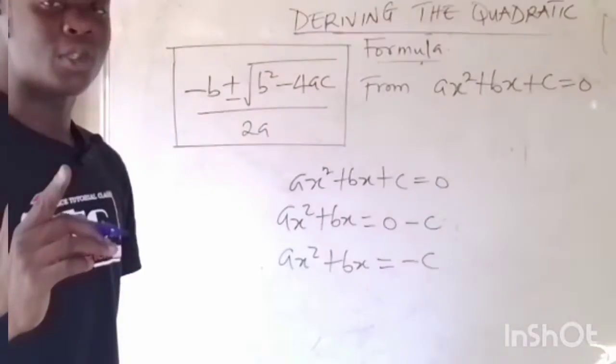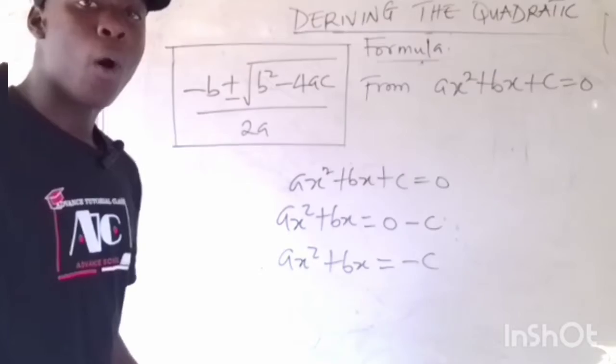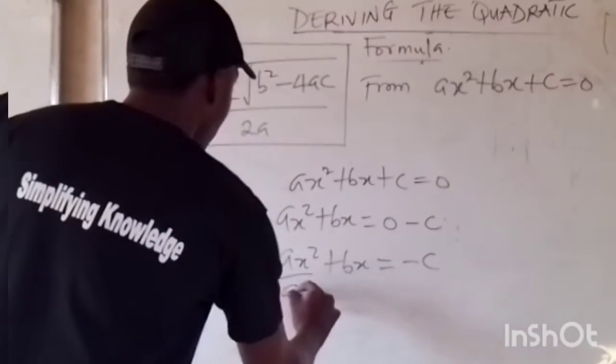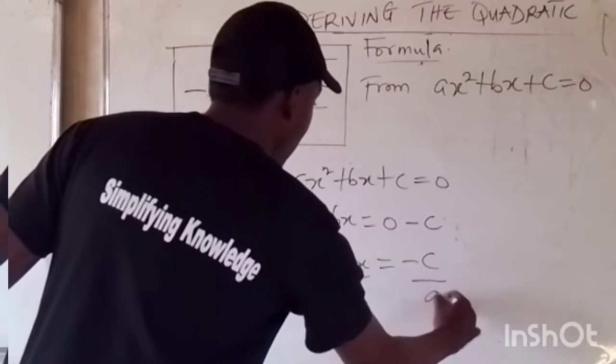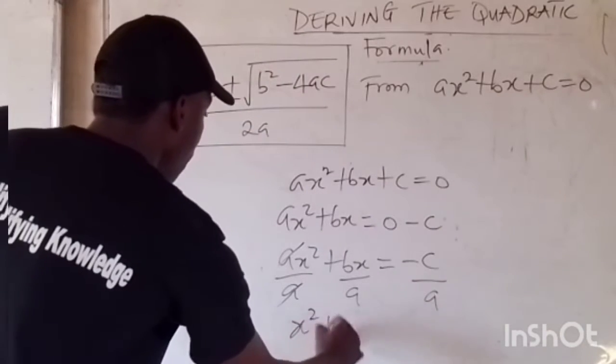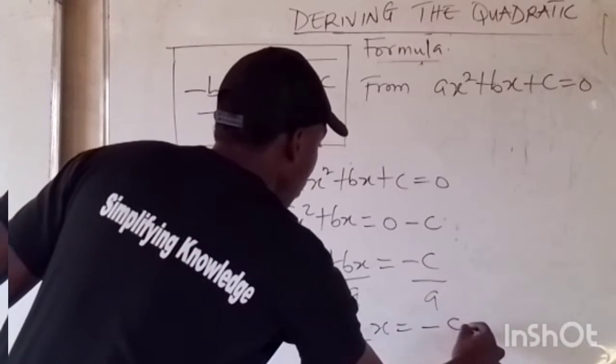The next step is to divide both sides by the coefficient of x squared, which is a. So this is divided by a, divided by a, divided by a. A cancels a here, right? So I have x squared plus b over a x equals minus c over a.